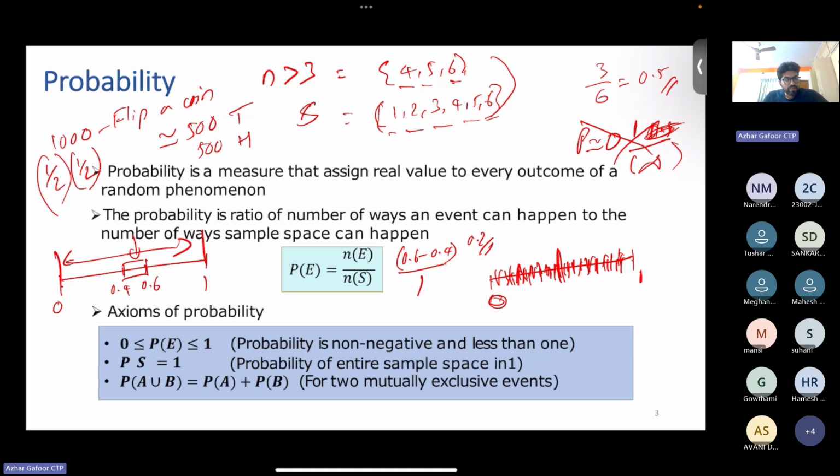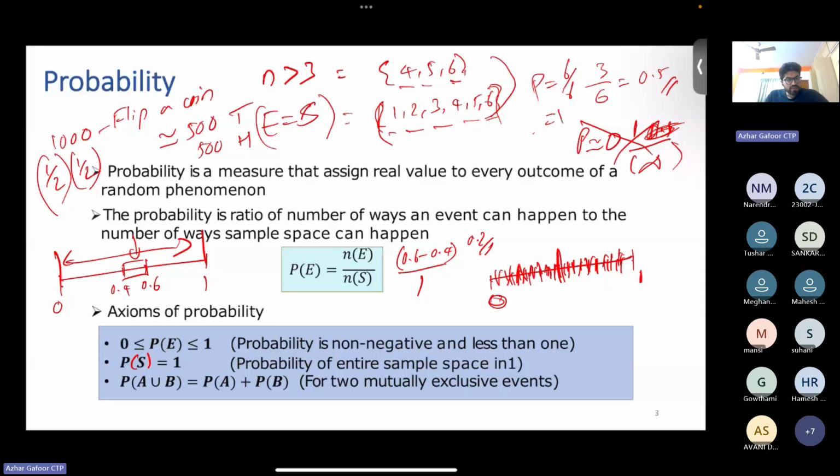Then the probability of the entire sample space is 1. If you ask what is the probability of getting any number from 1 to 6, or the event is that I need to get any number from 1 to 6, what will the event be in such a case? It will be equal to the sample space, right? So the event and sample space are equal, and the probability will be 6 by 6, which is equal to 1.